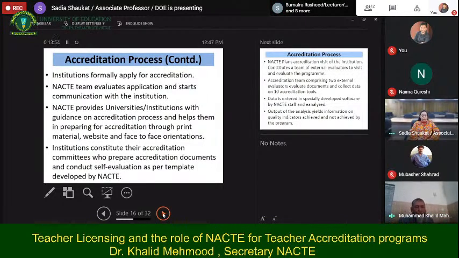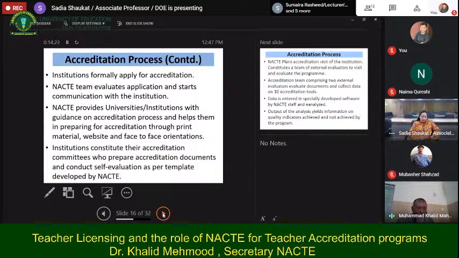As soon as we receive the application, we evaluate the application, and we start communication with the institution. NACTE provides universities and institutions with guidelines on accreditation. We help them in preparing for accreditation. There are almost 29 documents which institutions have to prepare, and we help and guide them.